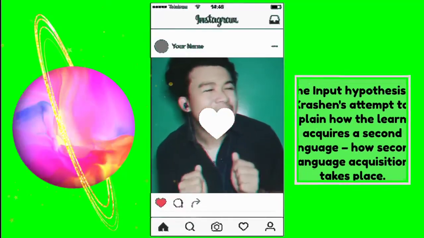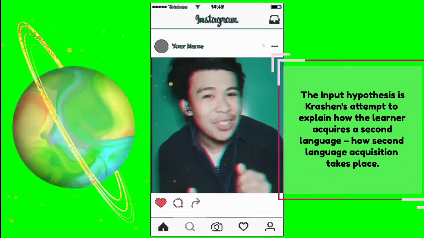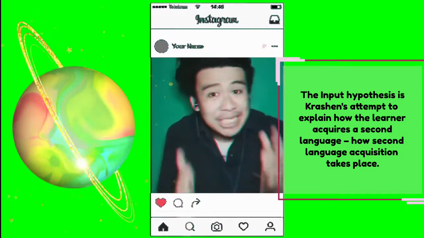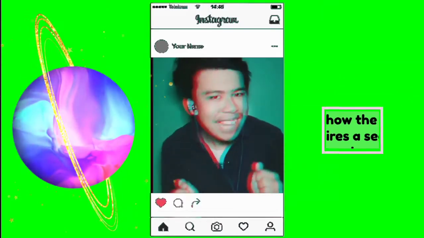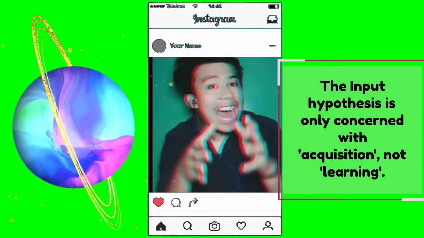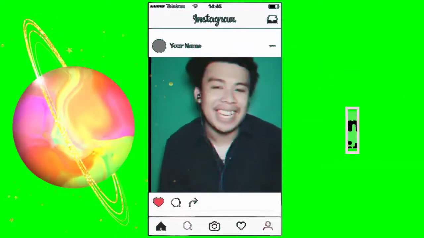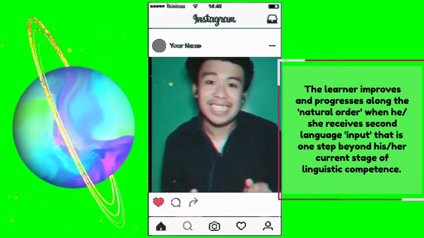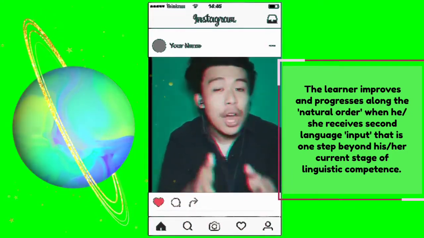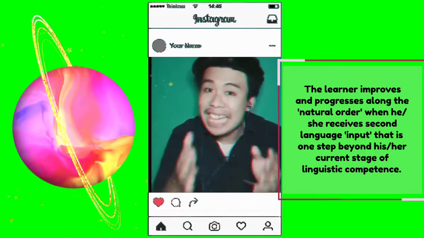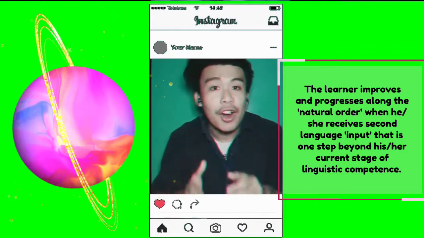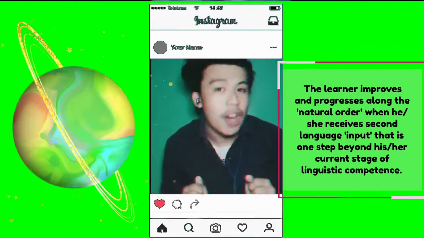The input hypothesis is Krashen's attempt to explain how the learner acquires a second language, or how second language acquisition takes place. The input hypothesis is only concerned with acquisition but not with learning. According to this hypothesis, the learner improves and progresses along the natural order when he or she receives second language input that is one step beyond his or her current stage of linguistic competence.